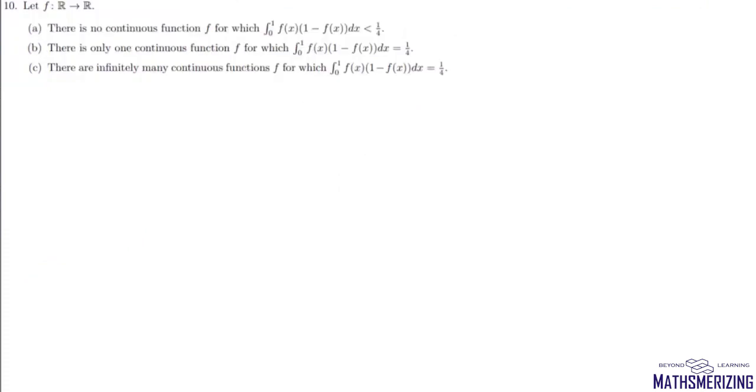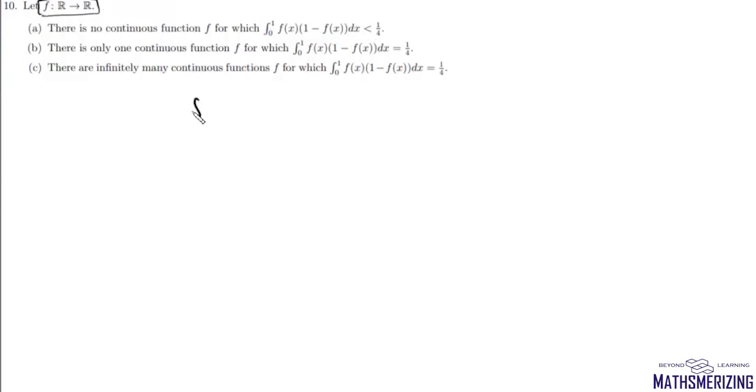Now in question number 10, again we need to decide whether each of these three statements is true or false. The first one is: there is no continuous function f for which the integral from 0 to 1 of f(x)(1 - f(x)) dx is less than 1/4, and this function is defined from R to R.